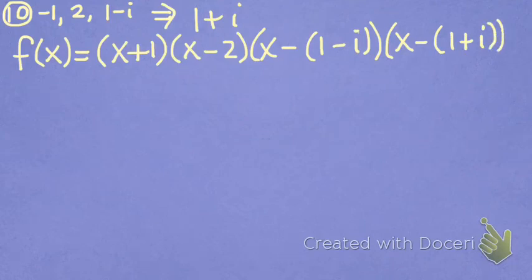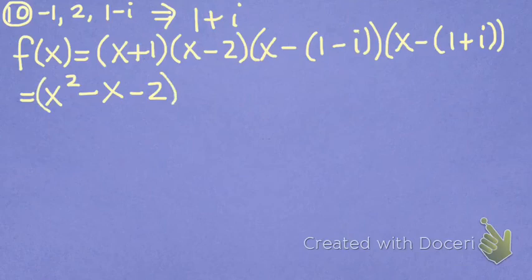I would suggest that you expand the first two first, so that you have x plus 1 times x minus 2, which is a pretty quick thing to do, hopefully, at this point. So that's going to be x squared. Our outer product will be minus 2x. Our inner product will be plus 1x, which leaves us with minus x. And then our last term there is minus 2. So that's what we get from foiling out that pair of binomials.